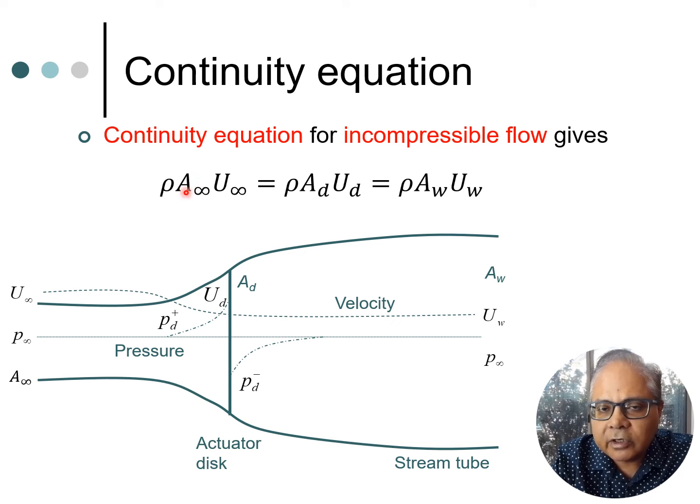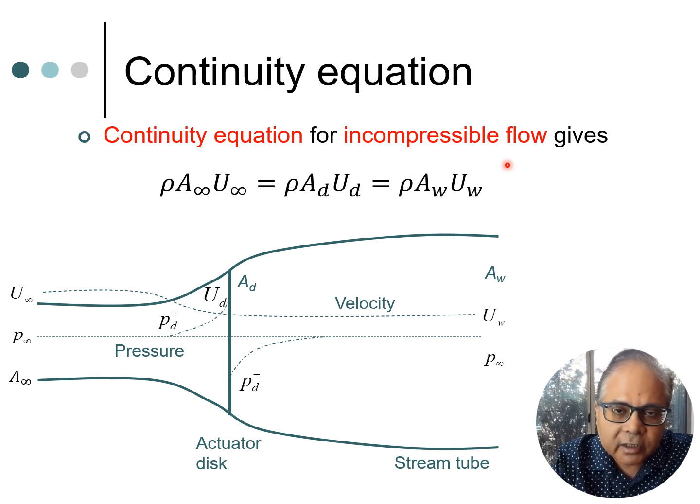Now the continuity equation for this flow simply means that the mass flow rate is going to remain constant throughout, because remember this is a closed system. We are not putting in any mass here from outside the stream tube. That is an assumption. So essentially far out you are going to have rho A infinity U infinity. This is going to be equal to rho A_D U_D at the rotor disc, and then that's going to be equal to rho A_W U_W far downstream of the rotor disc.